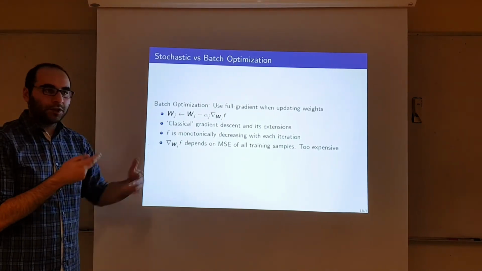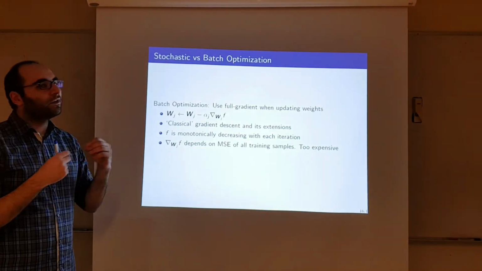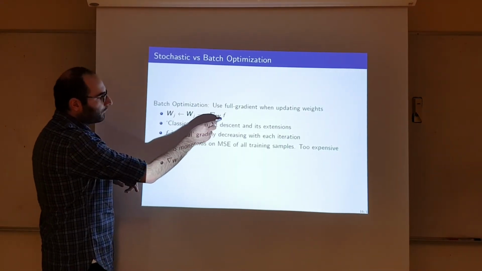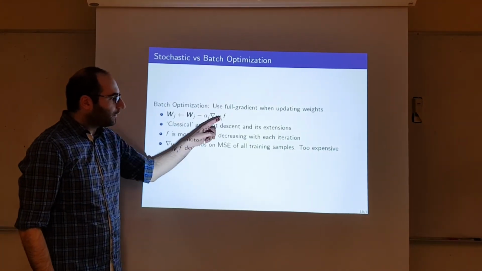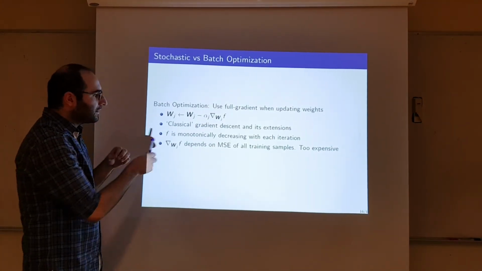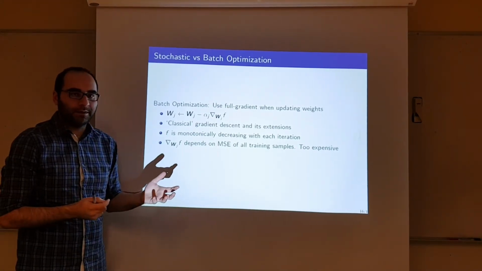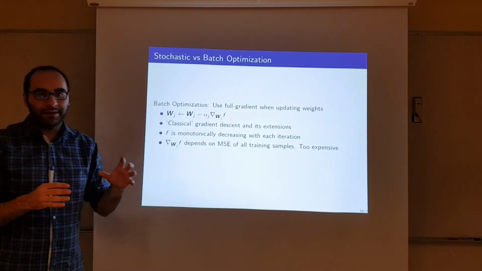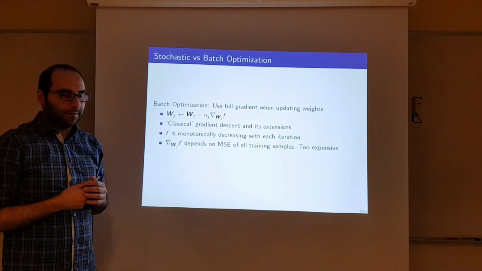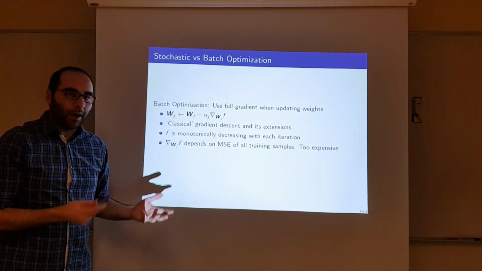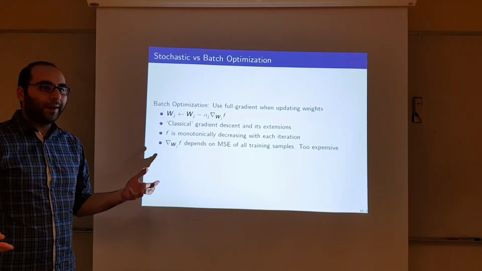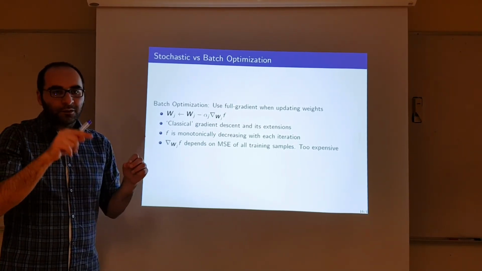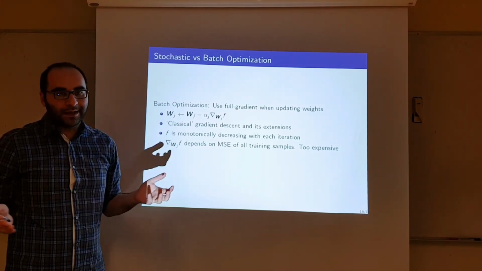If you think about batch optimization, you use the full gradient. At each update, you take the gradient of f with respect to wj, and this gradient of f is the gradient of the cost function with respect to all the training samples. So this gradient requires you to know all the samples, and you need to compute the gradient with respect to all of them. That's a problem, because computationally it's very problematic. If you have too many samples, this does not scale well.